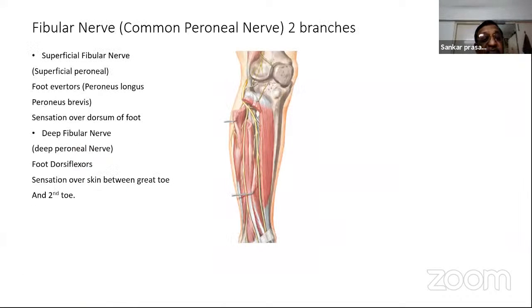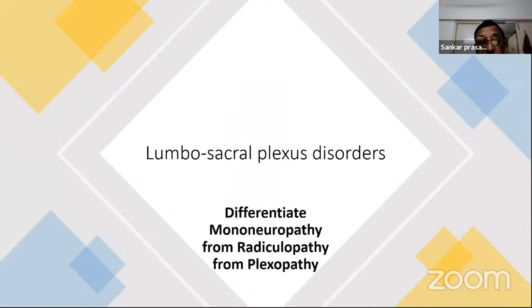The superficial peroneal nerve supplies peroneus longus and peroneus brevis, and sensation over the dorsum of the foot. The deep peroneal nerve supplies foot dorsiflexors, and sensation over the skin between the great toe and second toe. So you now have an idea from whatever I said how tibial nerve and peroneal nerve distribute. So differentiate various pathologies of lumbosacral plexus disorders between mononeuropathy, radiculopathy and plexopathy. These will come more into picture when we discuss cases.